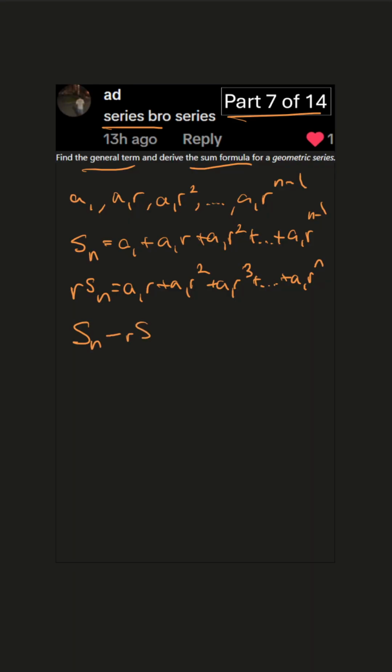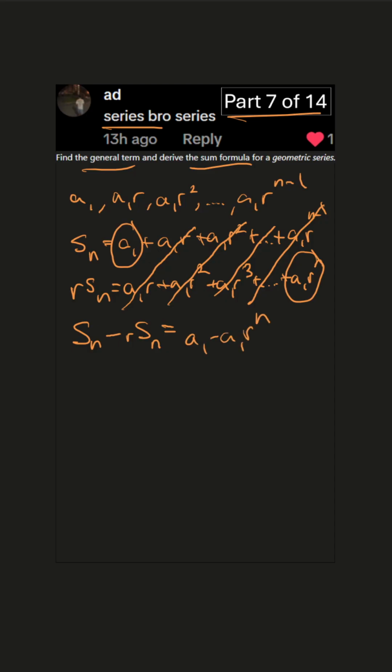minus r times s sub n, we get, if you notice, a sub 1 r cancels with that a sub 1 r. The r squared cancels with that r squared. R cubed will cancel out. And the a sub 1 r to the n minus 1 cancels out as well. So the only thing left is this one and this one. What we get is a sub 1 minus a sub 1 times r to the n.